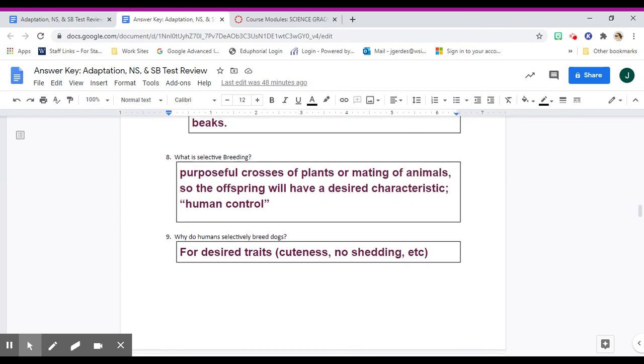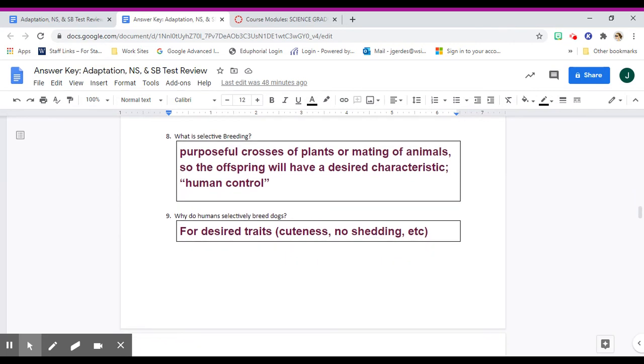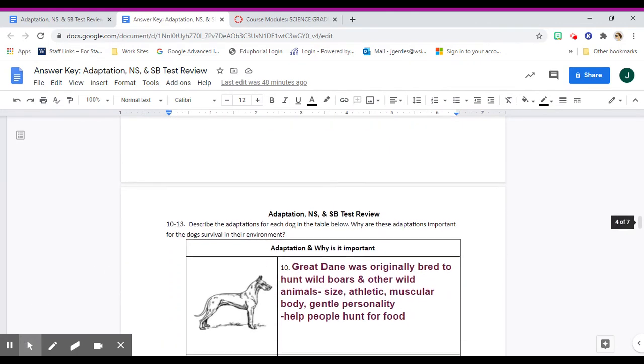Number 9, why do humans selectively breed dogs? And why we do that is for desired traits. Remember in the video, originally it was to help humans with their various tasks, hunting, things like that. But nowadays we do it for like cuteness and no shedding. We don't want our dogs to shed, etc. And you can hear my dogs in the background as we are talking about dogs.